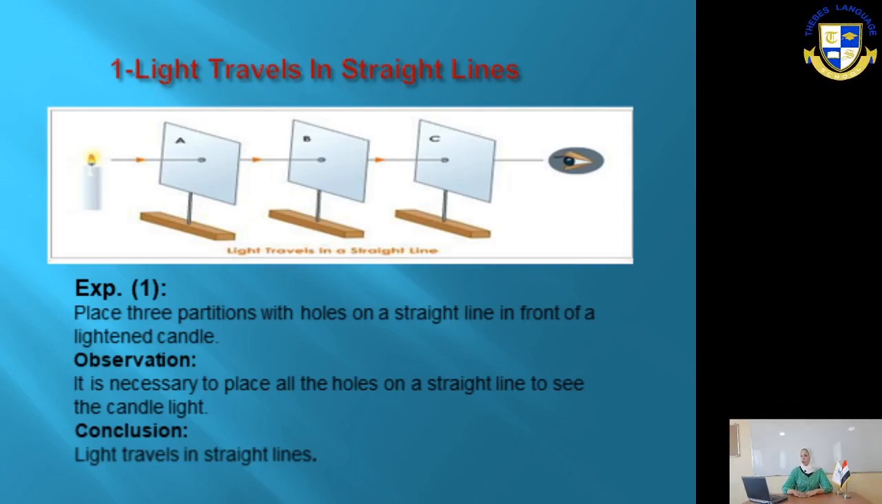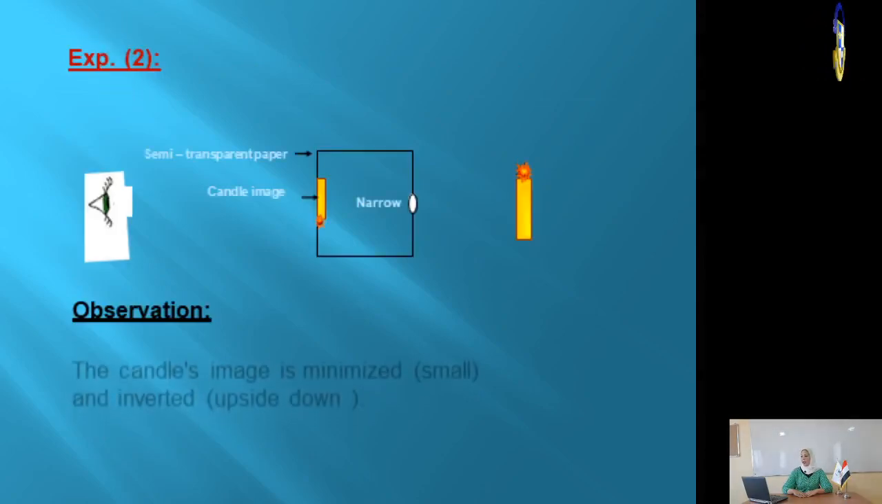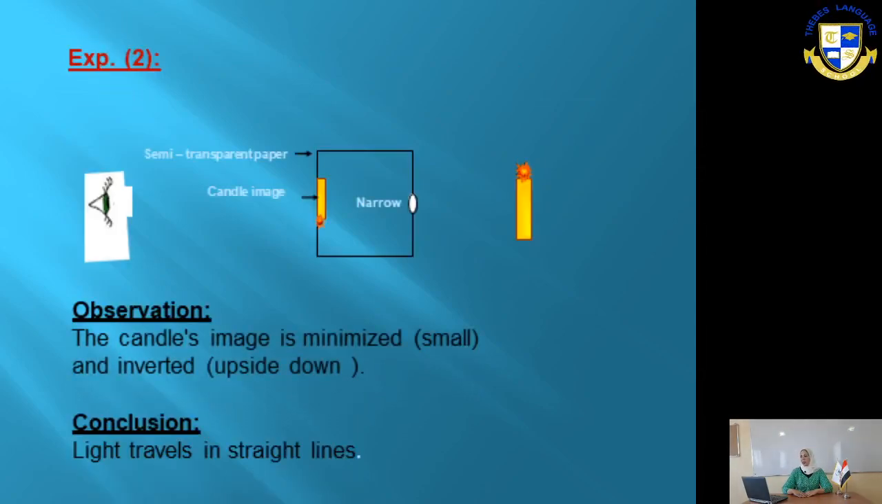Experiment 2, we use here a box with a narrow hole and on the other side there is semi-transparent paper. We can see the flame of the candle here inverted and minimized due to the light traveling in a straight line.